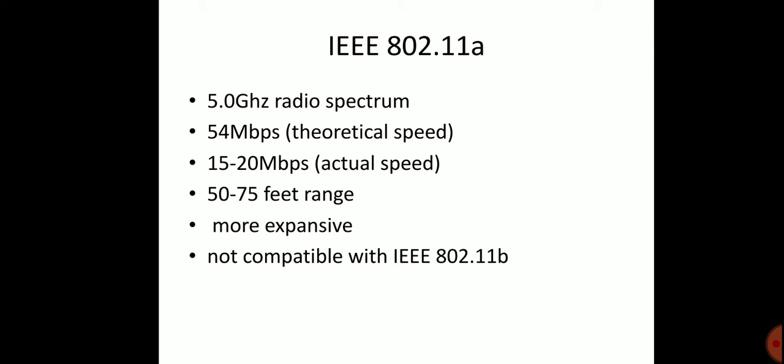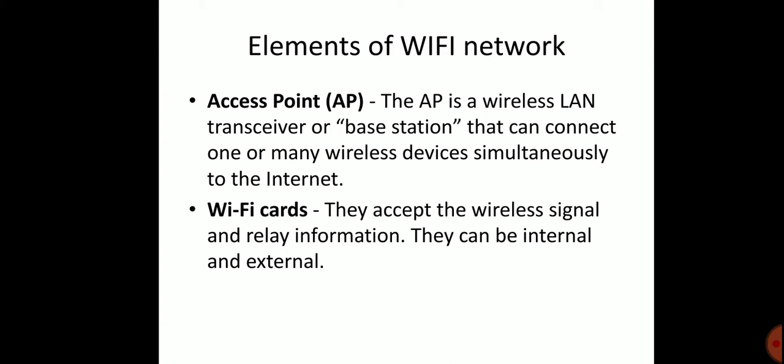Now, what are the elements of a Wi-Fi network? The elements are the access point and the Wi-Fi card. The access point is a wireless LAN transceiver or base station that can connect one or many wireless devices simultaneously to the internet. And the Wi-Fi cards accept the wireless signals and relay information; they can be internal or external.